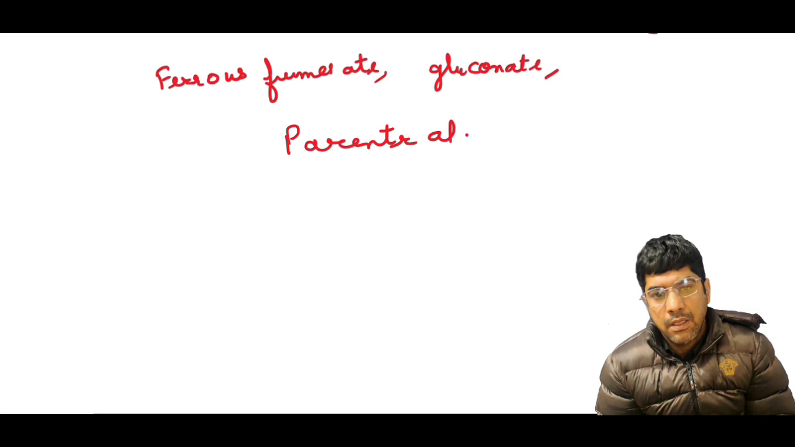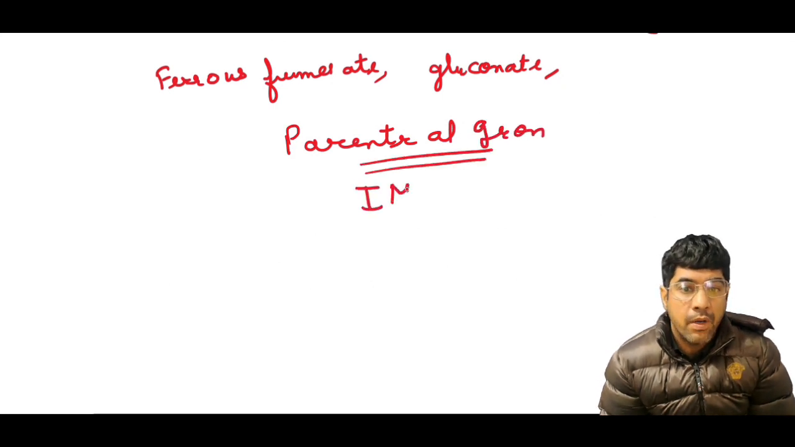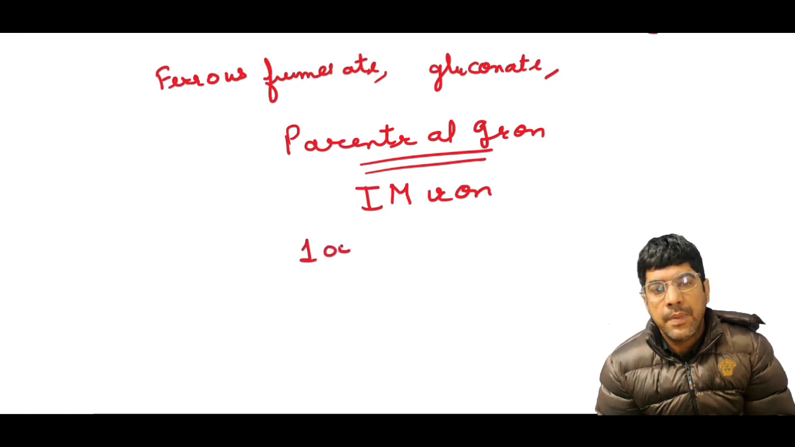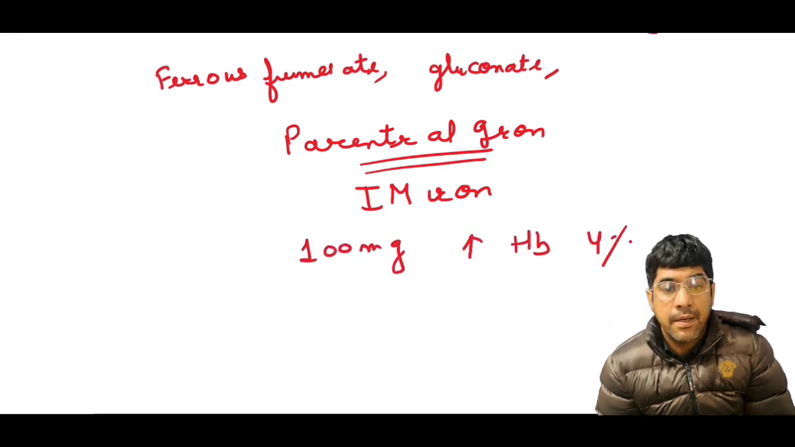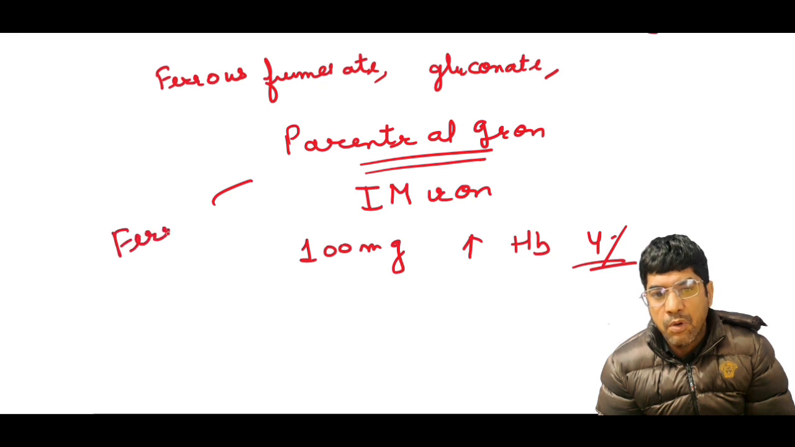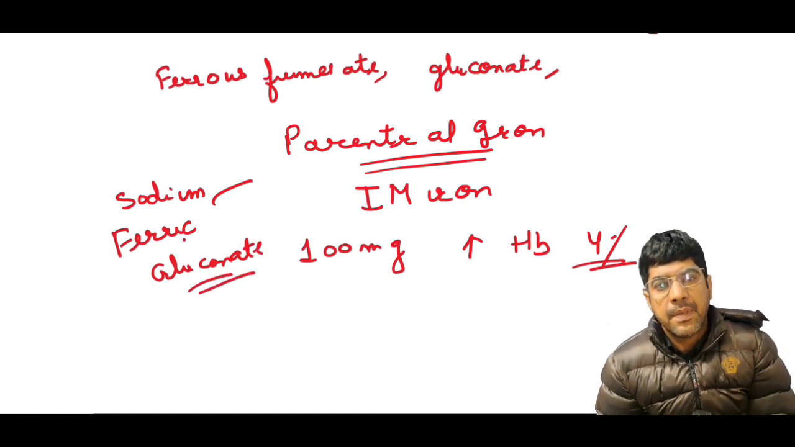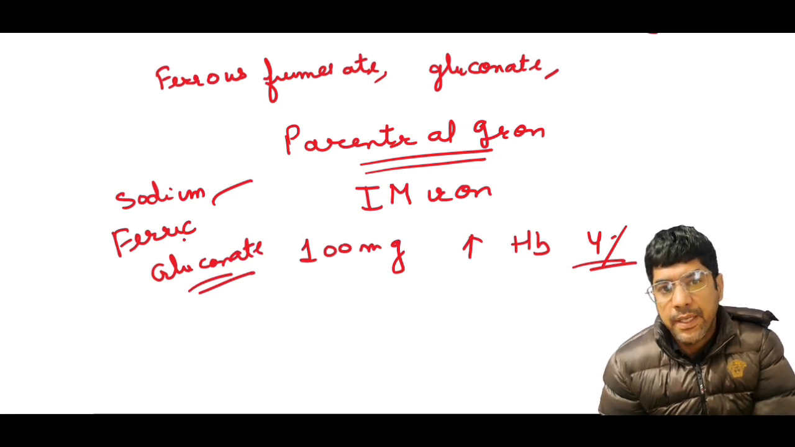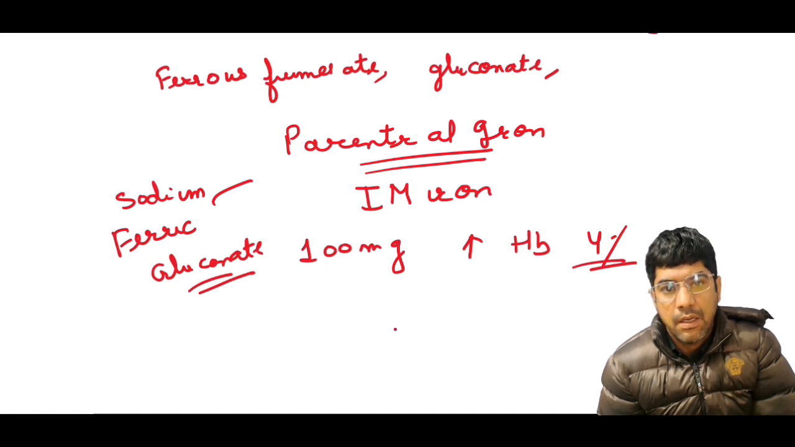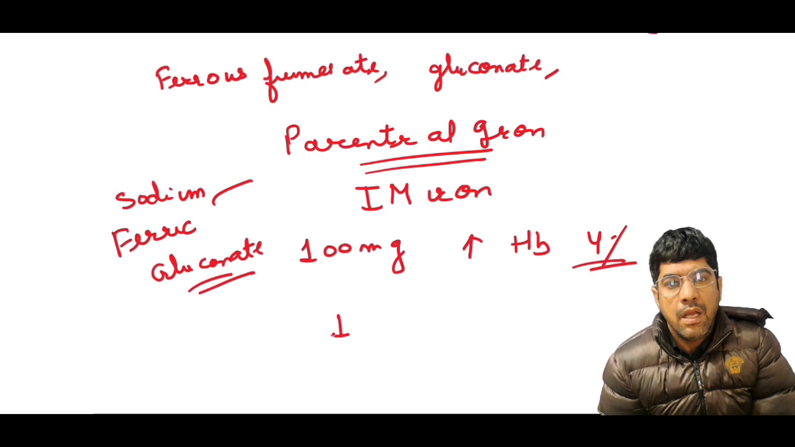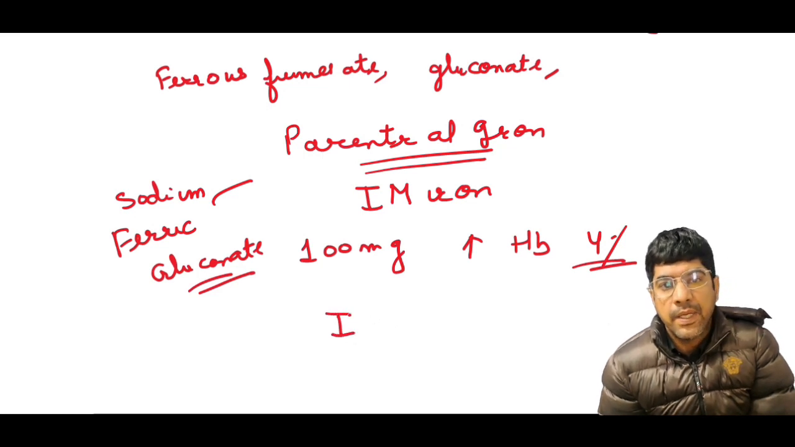Parenteral iron therapy: in patients who are unable to absorb iron orally or are intolerant to oral therapy, intramuscular iron 100 milligram increases the hemoglobin by 4%, and you must not exceed a dose of 2.5 gram. The additional parenteral iron preparation is sodium ferric gluconate. You can give it IV in normal saline over 1 hour, not exceeding 250 milligram per day, as that can lead to adverse reactions like hypotension.